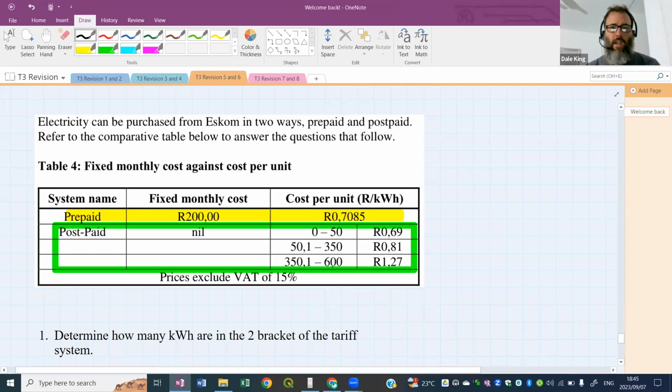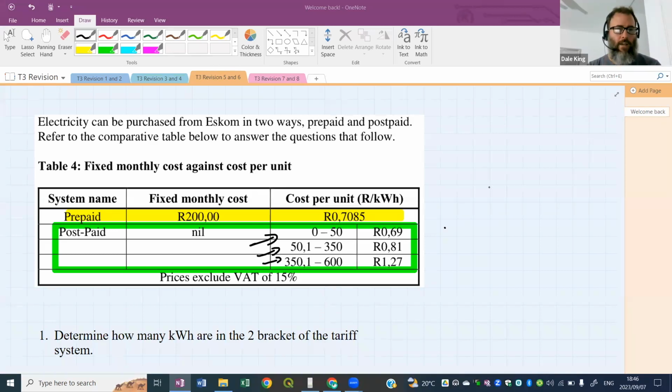There's tariffs there. And so these are the brackets here. All right. There are the three brackets. And on the right-hand side, we've got the cost, rands per kilowatt hour. Okay. So you can have a sliding scale tariff system for electricity. Prices exclude VAT, by the way. Just remember that. All right, here are the questions.